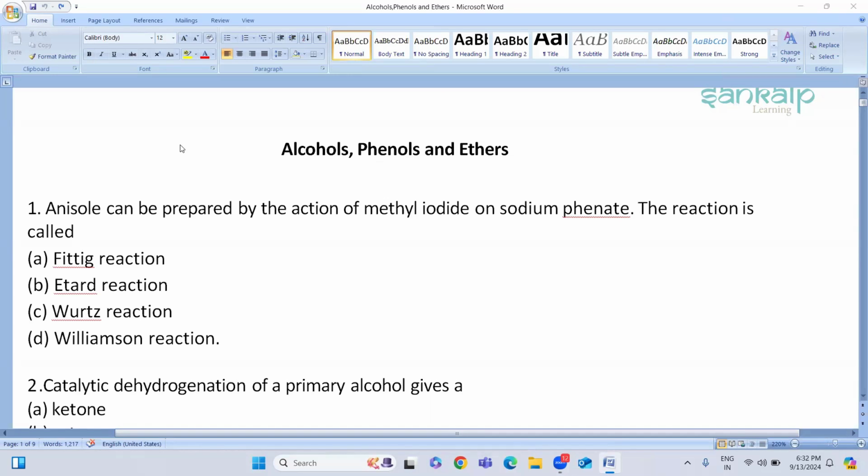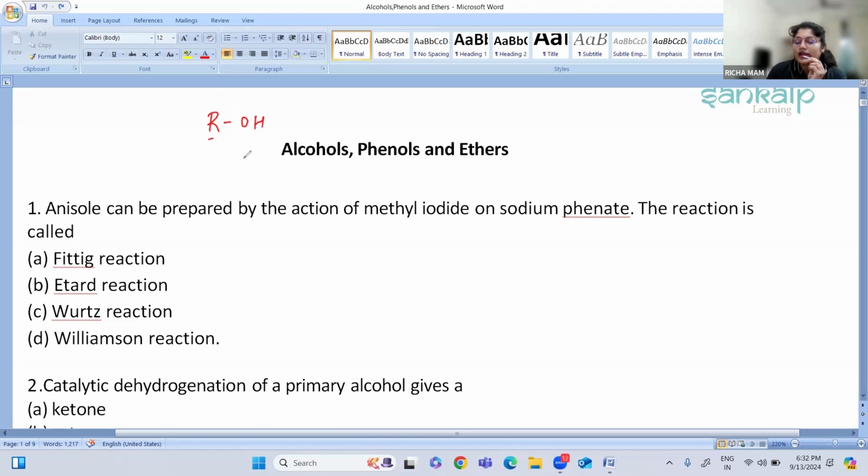So we are going to start here with the MCQs. In this session we are going to deal with the MCQs. We are going to see what type of questions are asked from this particular chapter, that is alcohols, phenols and ethers. So basically, what are alcohols? Alcohols are organic compounds having the functional group R-OH, where R can be an aromatic ring or any aliphatic compound.